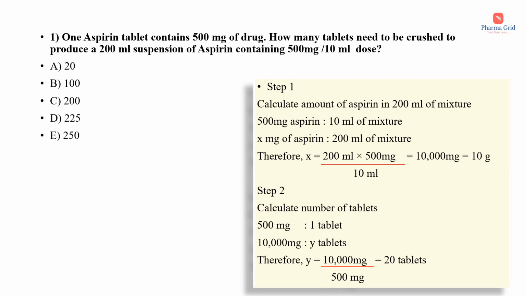So therefore y is equal to, simple cross multiplying, 10,000 milligram into one tablet divided by 500 milligram, that is equal to 20 tablets. So here the correct answer is option A, that is 20.